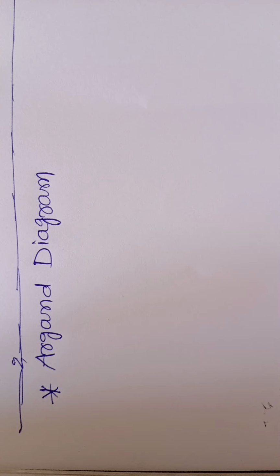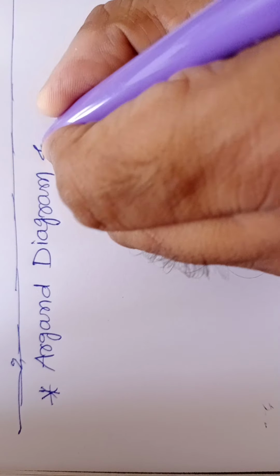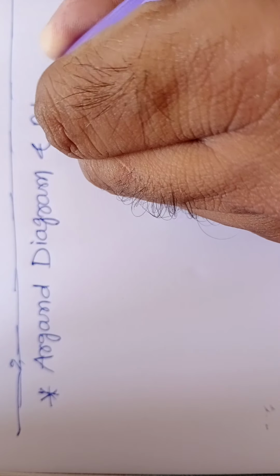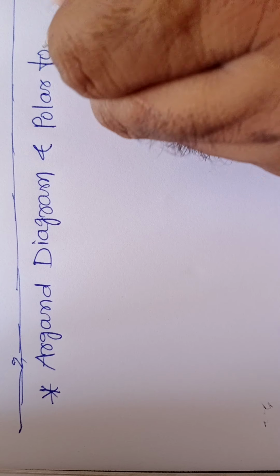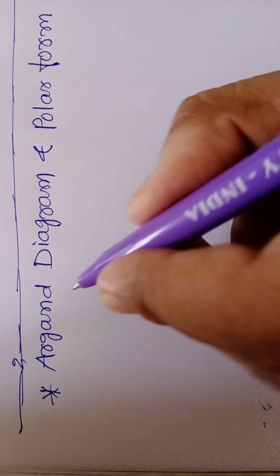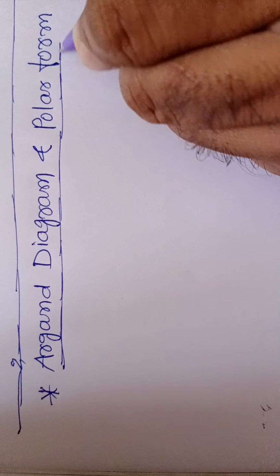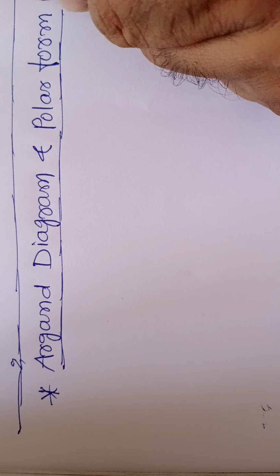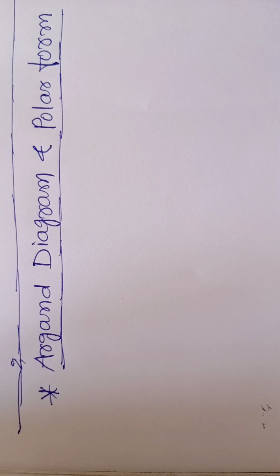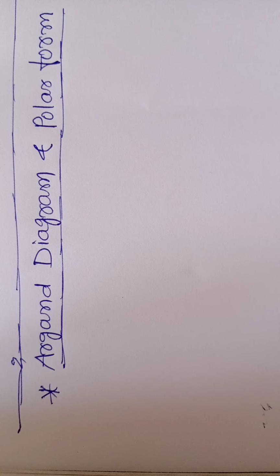Today we are going to start a new topic which is very important, that is Argand diagram and polar form. So polar form of a complex number we have to learn, but before that, first of all we have to discuss about Argand diagram. What is Argand diagram? A name Argand. Who invented this Argand plane?